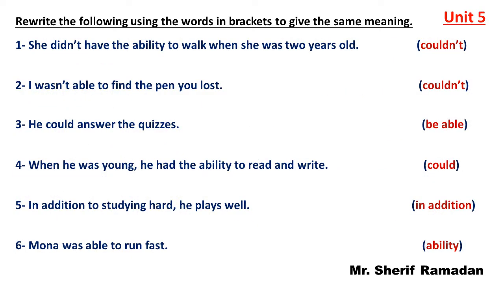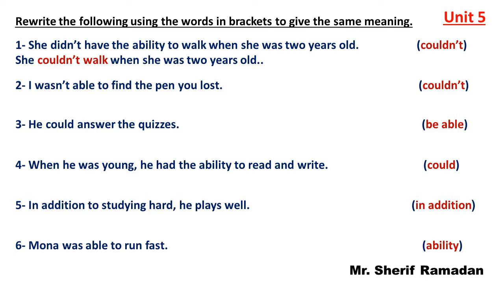Rewrite the following using the words in brackets to give the same meaning. هنشوف الكلمات اللي بين قوسين هنستخدمها علشان نكون نفس المعنى. She didn't have the ability to walk when she was 2 years old. هي ما كانش عندها القدرة إنها تمشي لما كان عندها سنتين. استخدم كلمة couldn't. يبقى هقول she couldn't ويجي بعدها على طول الفعل في المصدر. يبقى هقول she couldn't walk when she was 2 years old.